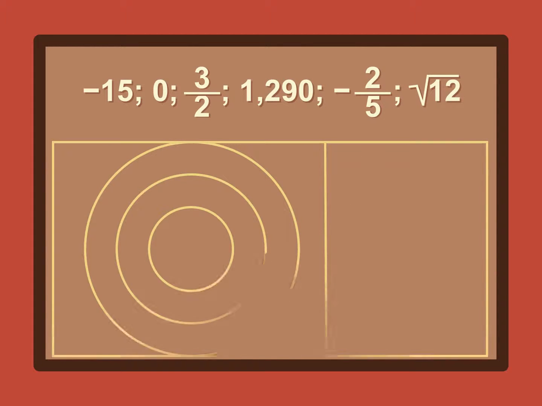So let's start with negative 15. So negative 15 we know is a real number. We know that it is a rational number, and we know that it's an integer. However, it's not a whole number, so it has to stop at the integers.